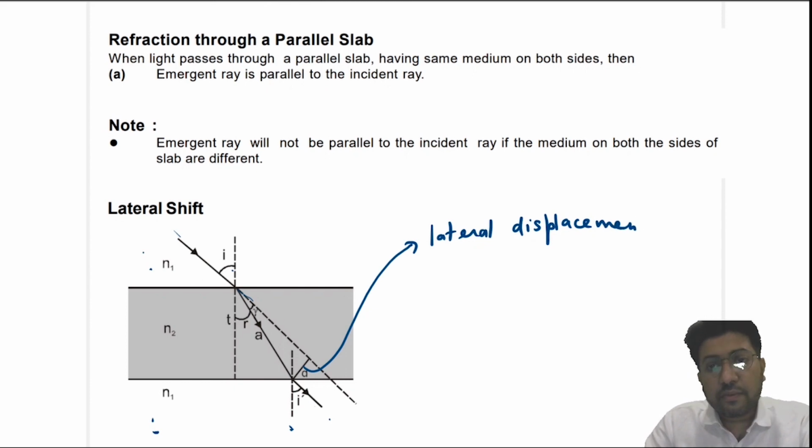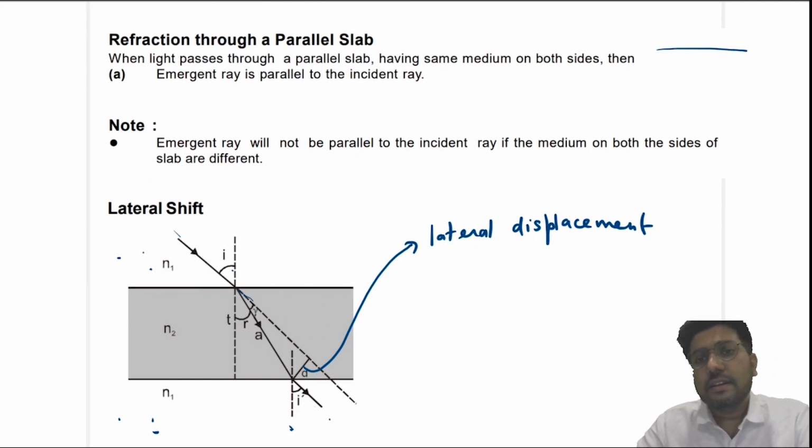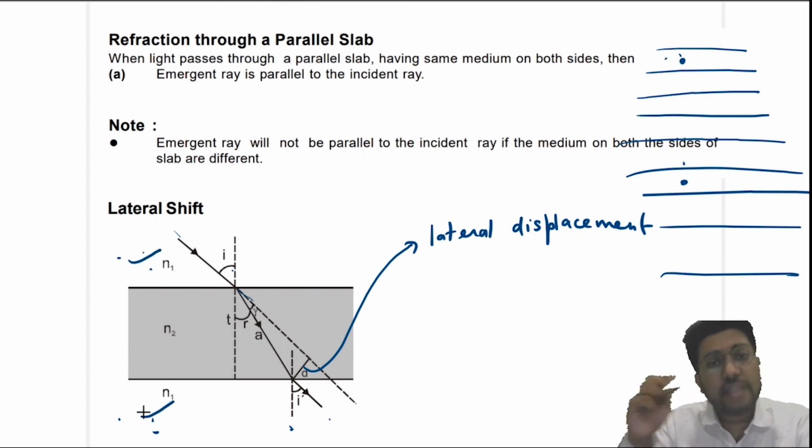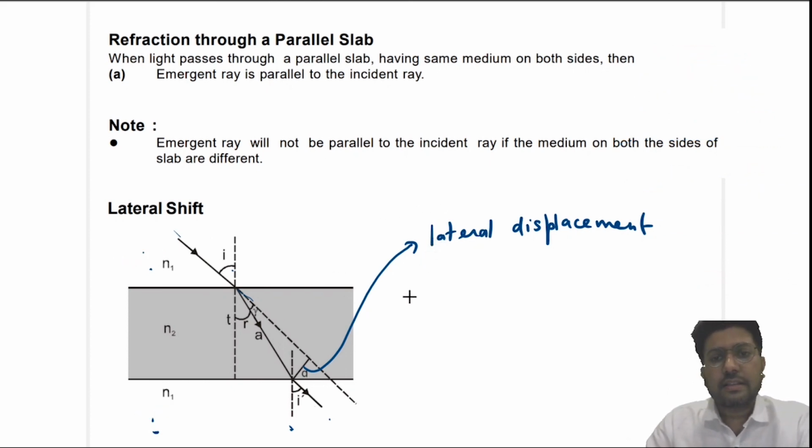If the medium on both sides is different, in that case the rays will not be parallel. This is the same as what we have discussed in the law of refraction: if there are many transparent mediums with parallel interfaces, then in two mediums which have the same refractive index, the rays are parallel. If these two mediums are the same, then the rays will be parallel. Then we need to find the value of this lateral displacement.